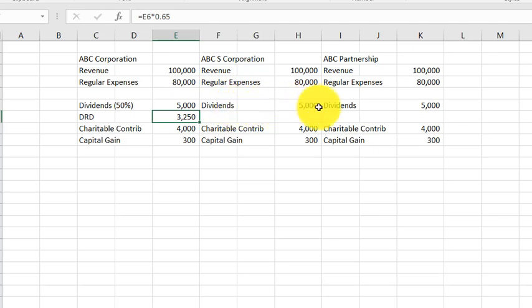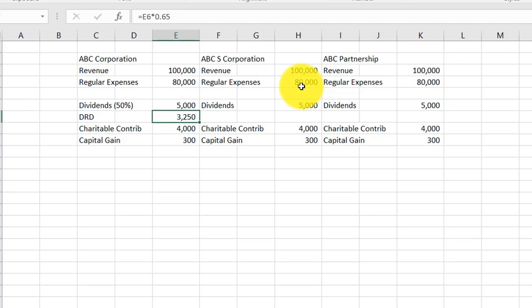For an S corporation or a partnership, for these dividends, we don't care what percentage we own. They are simply a separately stated item. So what's going to happen on the return is we're going to combine these two and get an income of 20,000. And that's going to flow through to the shareholders on their K-1 based on their percentage ownership.